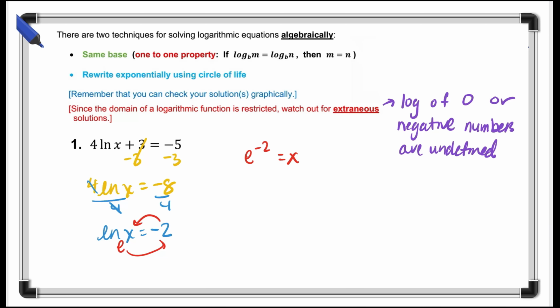Now when you plug this into your calculator, you get x equals 0.135. Remember, you do have to check. So we're going to take our answer and plug it back into our argument there. As long as it gets me positive, we're good. And the final answer would be 0.135.